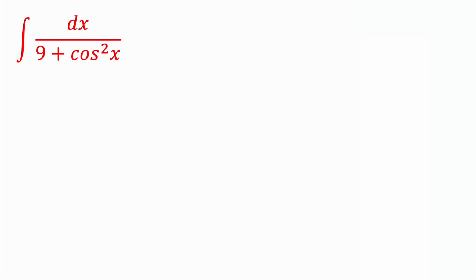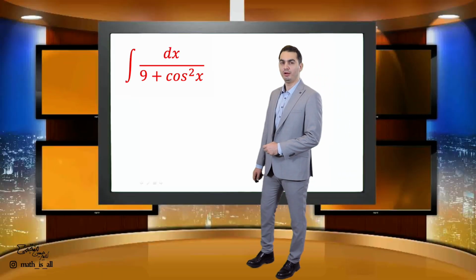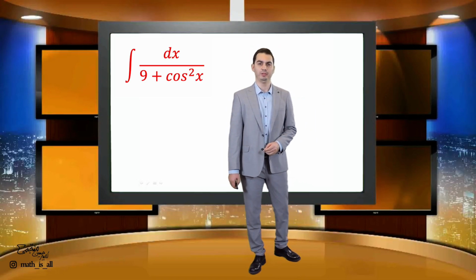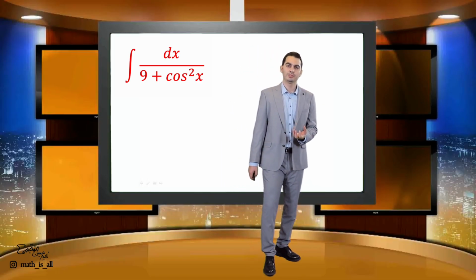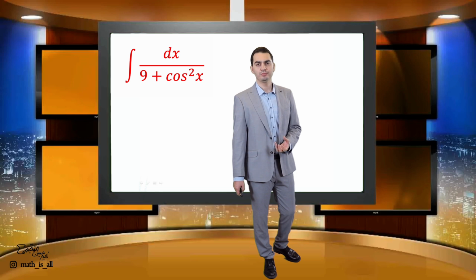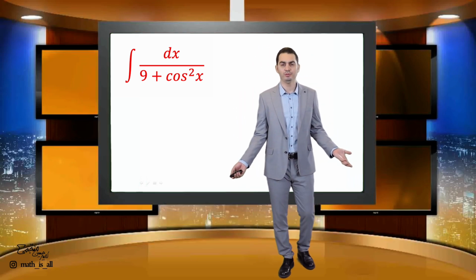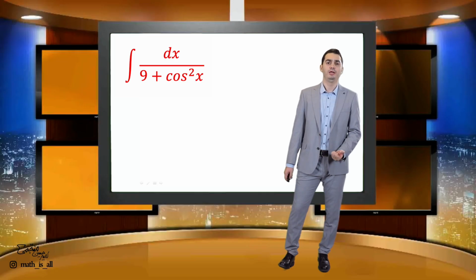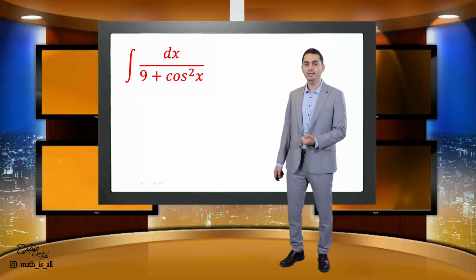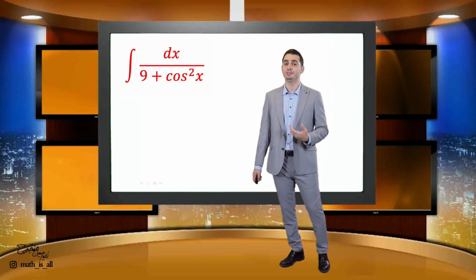The integral of dx over 9 plus cosine squared x. This is one of those specific problems where the u substitution is quite cleverly hidden. Now, why is that? Look at the term being squared. You see a cosine function. Okay, so if we let u equal cosine x, its derivative becomes negative sine x. We don't have the necessary terms here to set up our du.